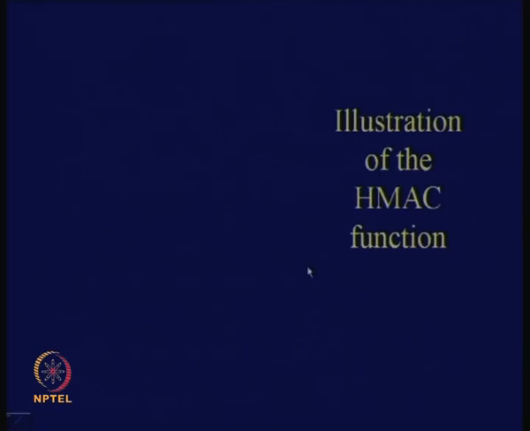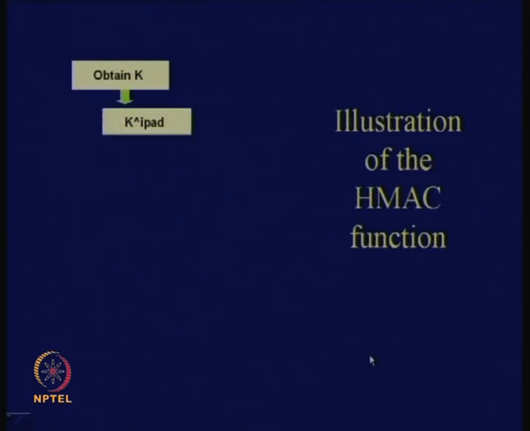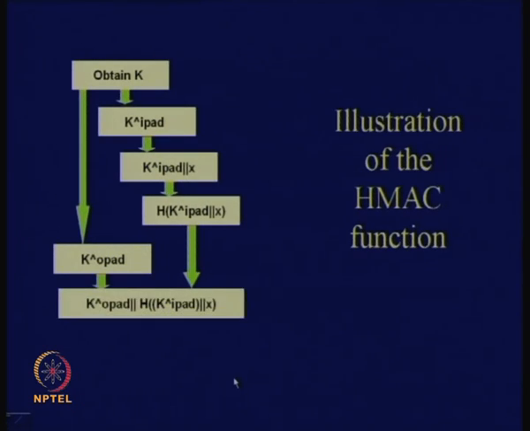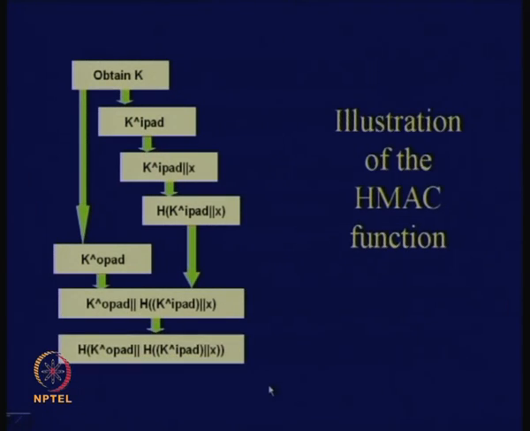So this is an illustration. You take k and XOR it with the IPAD value, then append that with the x value, and then apply the hash function. Then you take k XOR OPAD, append both of these things together, and finally apply the hash function. So this is pictorially how you obtain the corresponding HMAC output.